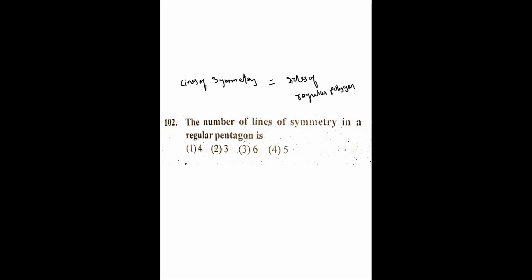So we all know a polygon has equal sides and equal interior angles. A regular polygon is having equal sides and equal interior angles. So polygons start from three. It is a three side.